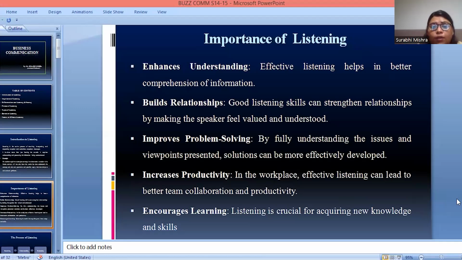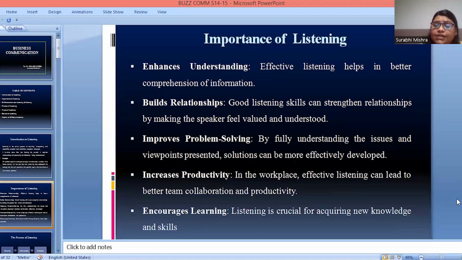Why? Because if we're not able to listen carefully, we won't be able to understand what has been told, right? Suppose somebody wants to undergo some sort of treatment and the doctor is telling the patient what process they have to follow for a successful surgery. If the patient is not listening properly, then he or she might not get what process they have to follow. So listening here is important. Why? Because it enhances our understanding. We are able to understand things in a very proper manner, so it helps in better comprehension of information.